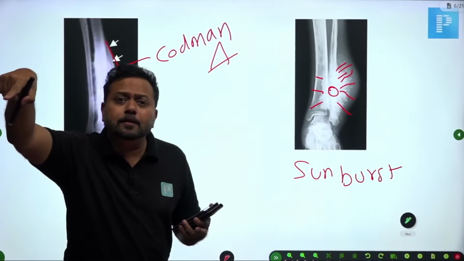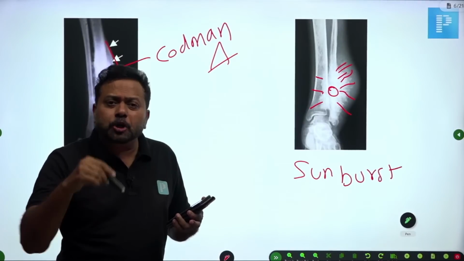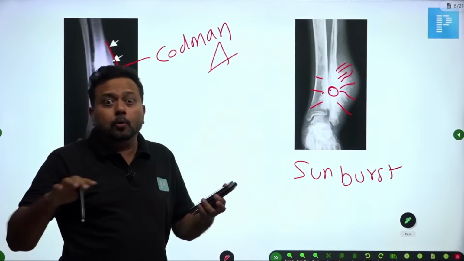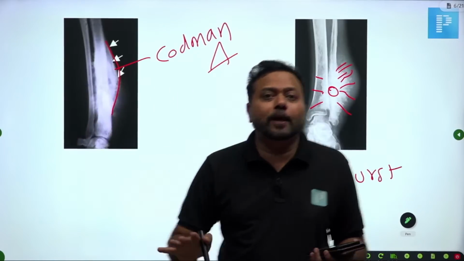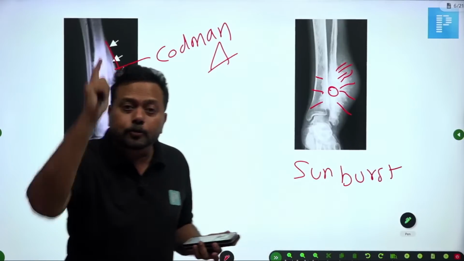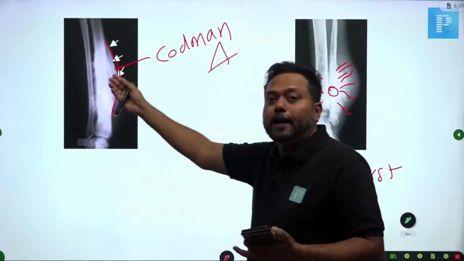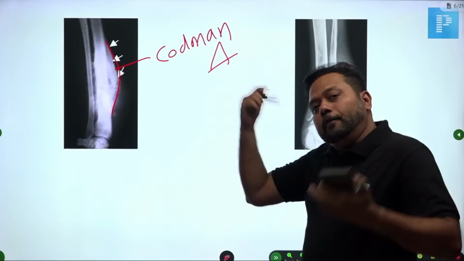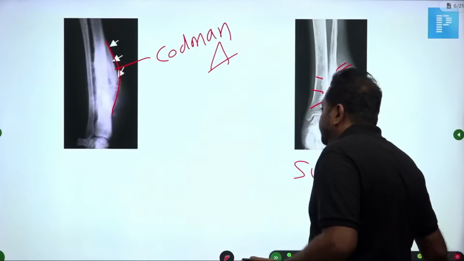If it is Ewing's sarcoma, multiple striped layers of periosteum give the onion peel appearance. So all these are periosteal reactions, in various forms. Two types of periosteal reaction are possible in osteogenic sarcoma: number one, Codman's triangle; number two, the sunburst appearance. We will move on to the next question.